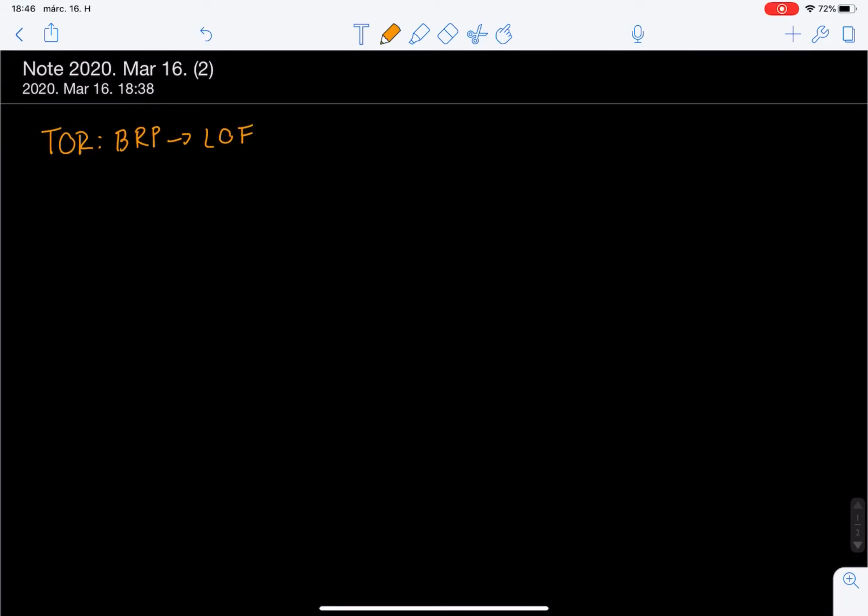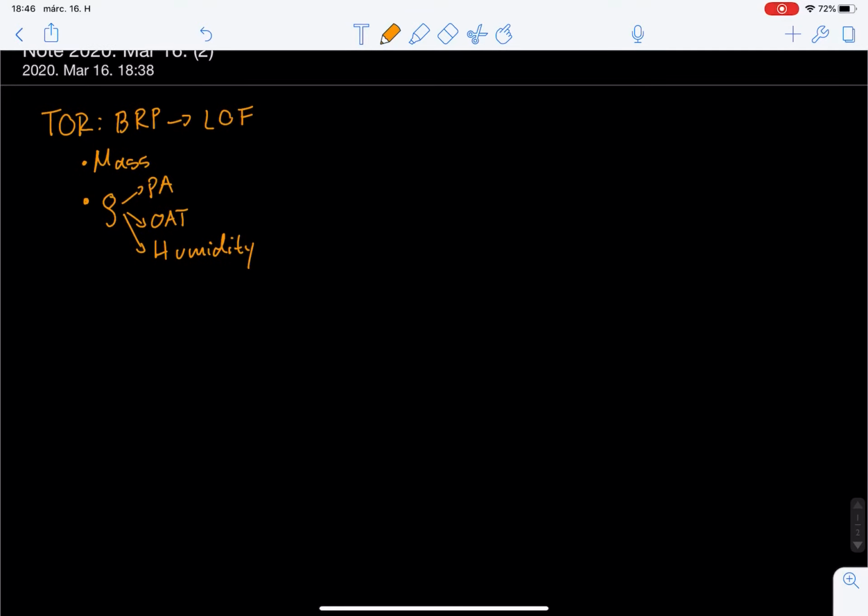So, the factors we mentioned that affect this takeoff run were the mass of the aircraft, and the density, which we broke down to the pressure altitude and the outside air temperature. Also, of course, humidity. And basically this is where we left off. Of course, we also mentioned the runway surface a little bit.